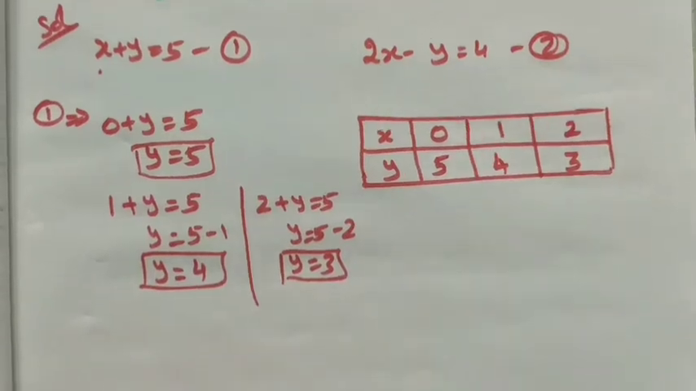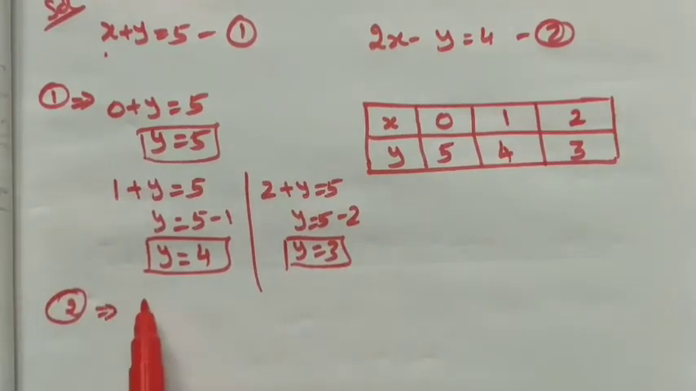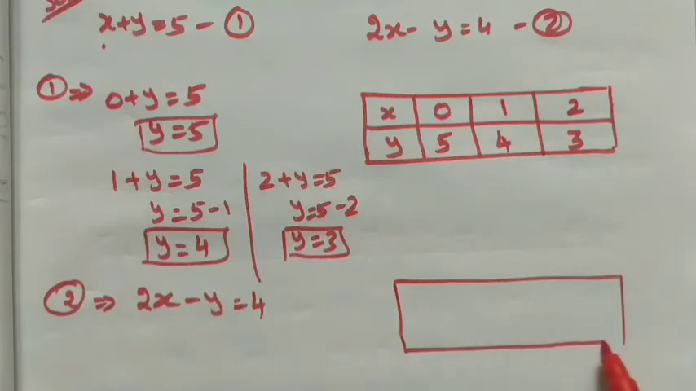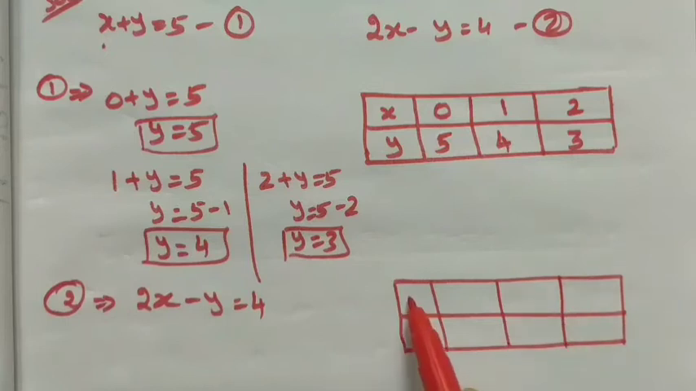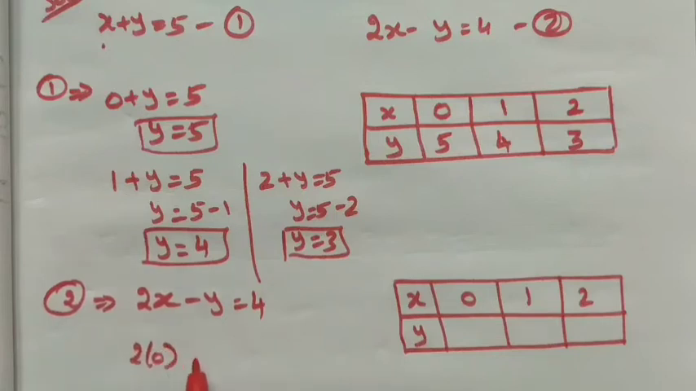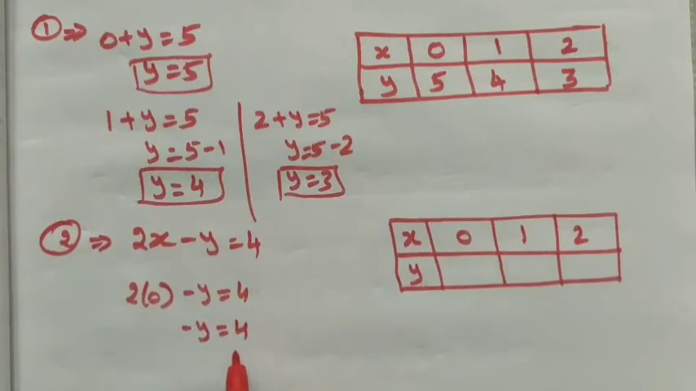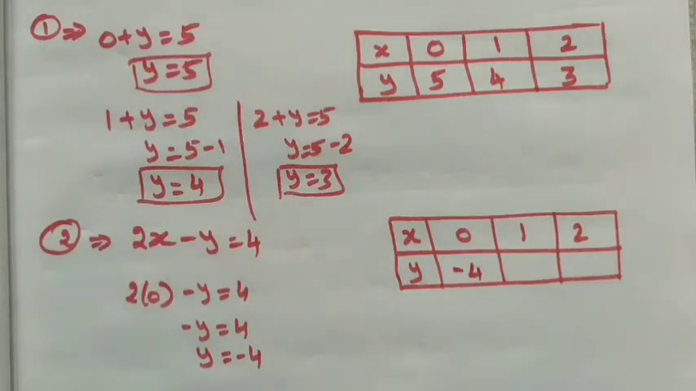Next we take the second equation, that is 2x minus y is equal to 4. For this equation we are also going to draw a tabular form. This is x, this is y. Here also we put 0, 1 and then 2. First, in the place of x is equal to 0, we get 2 into 0 minus y is equal to 4. 2 into 0 is 0. Then minus y is equal to 4. Multiplying by minus, we get y is equal to minus 4.